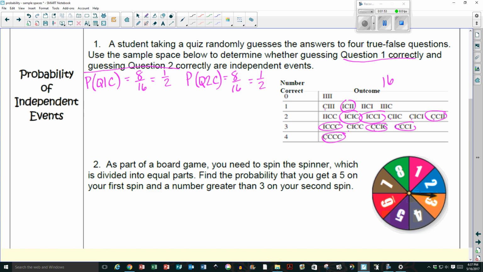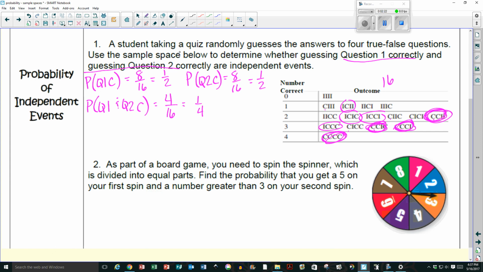Now I want to know what is the probability of question 1 and question 2 being correct. So now look in your spaces here for 1 and 2 being correct. There's 1 right there, 2, 3, and 4. So that's 4 out of 16, which reduces to 1/4.